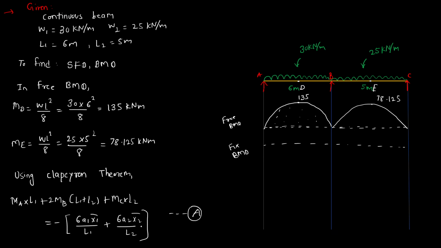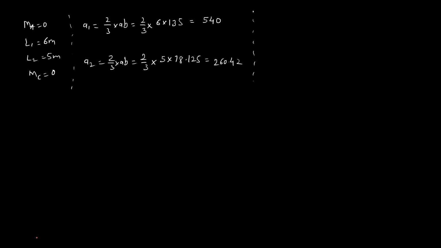Now in the equation everything is cleared, only x1 bar and x2 bar is remaining. So x1 bar is the distance of the centroid from point A. Similarly x2 bar is this distance. So from the diagram you can say that x1 bar is 3 and x2 bar is 2.5. So we'll write here x1 bar is 3, x2 bar is 2.5.